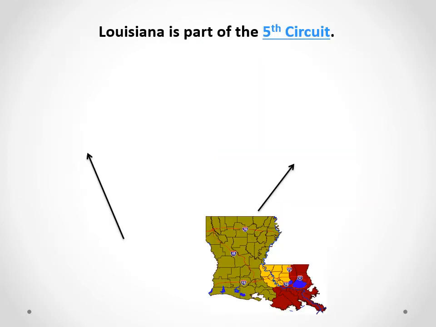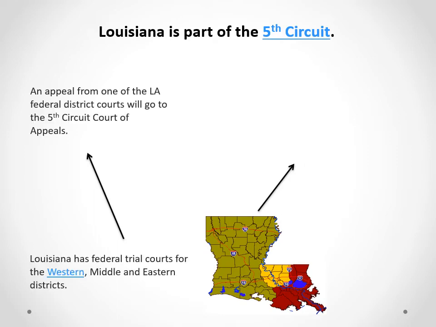Okay, so Louisiana is part of the Fifth Circuit. The Fifth Circuit includes Texas, Louisiana, and Mississippi. Louisiana has trial courts. Remember, we talked about the fact that the court system is a three-layer cake. And so basically, Louisiana has federal trial courts for the western, middle, and eastern districts. We are in the western district, so if you click on this link here, you can see the closest federal trial courts to us. And the closest trial court to Louisiana Tech is in Monroe. So you may ask, I thought we had courts in Ruston and in Farmerville. We'll talk about those. Those are not federal trial courts, okay? The closest federal trial court for us is going to be in Monroe, Shreveport, Alexandria, etc.